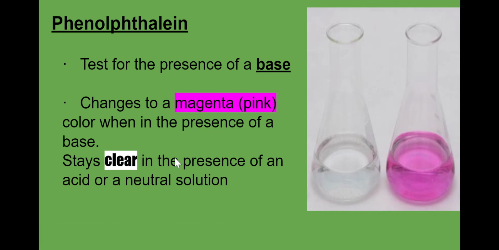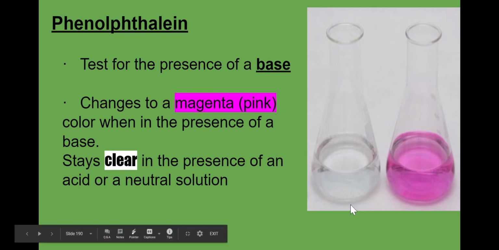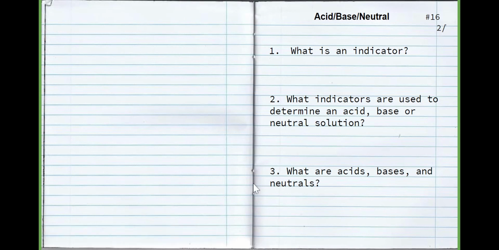If it's with an acid or a neutral solution, it will be completely clear. It will not change at all. So it turns magenta or a pink color in the presence of a base. Otherwise, if it's an acid or a neutral, it will stay completely clear. And that leads us to question number 3 that we'll cover in our next video.